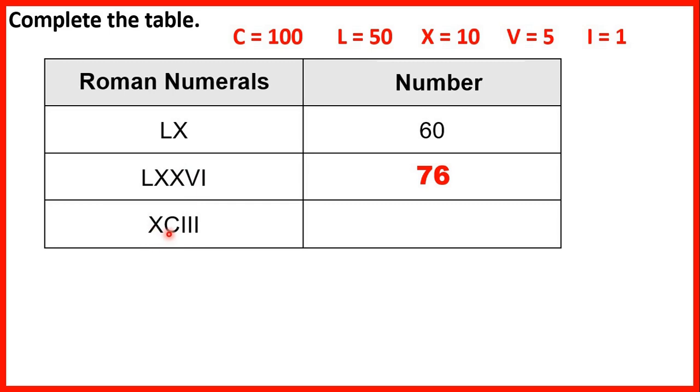Now we have XCIII. Now X is 10 and C is 100. So we have 10 before 100. So we need 10 less than 100. 10 less than 100 is 90. So XC stands for 90. Then we have 3 I's, so that's 3 ones, which means our number is 93. XC is 90 because that's 10 before 100, and then I is 3.